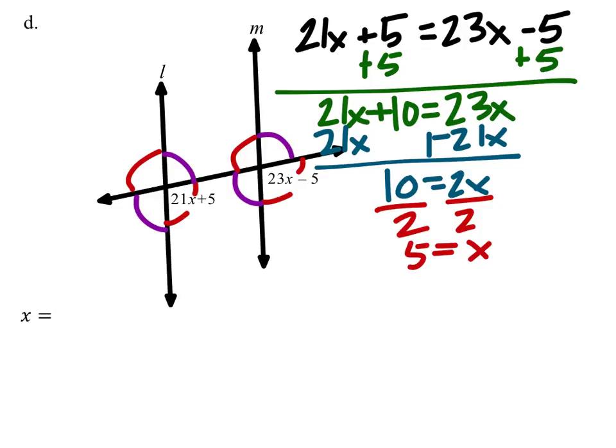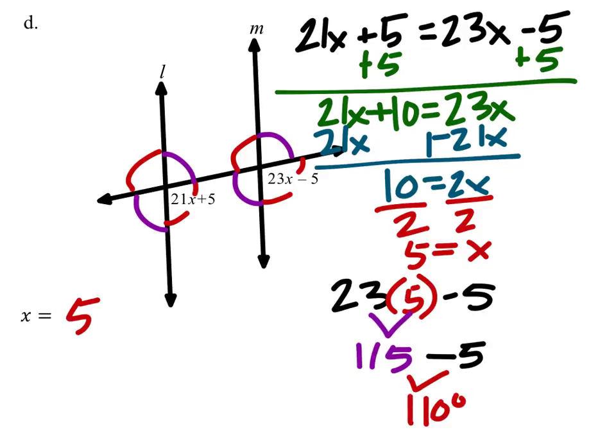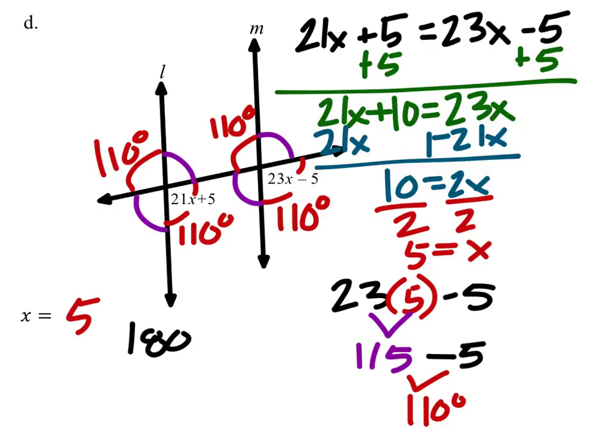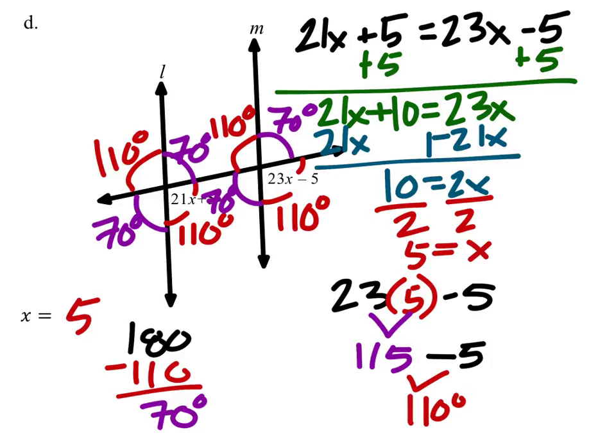So now that we know what x is, 5, we should be able to solve for those other angles. Let's start with one of them. I'm going to start with 23x minus 5. And I will go ahead and replace the x with 5. And solve this. So yeah, we get 110 degrees for this angle, which means those other 3 red ones must be 110 as well. And if these are 110, then to solve for the purple ones, we'll take 180 and subtract the 110, leaving us with 70 degrees, which we've seen already. So those purple ones are 70 degrees.